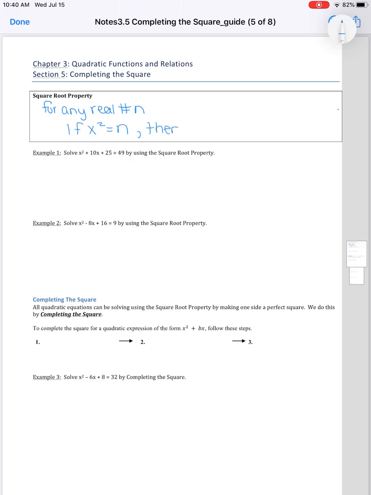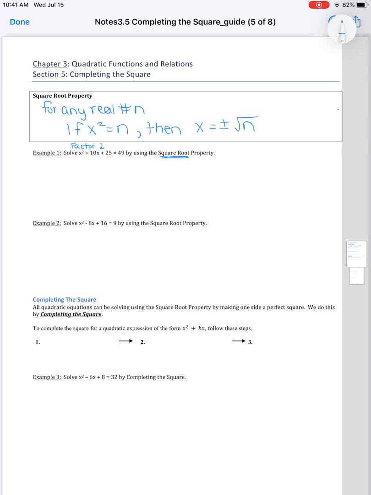So the square root property says that for any real number n, if x squared is equal to n, then you take the square root of both sides. So x is equal to plus or minus, that's the key, the square root of n. The key is when you do the square root property, there are two answers that you should be coming away with. Don't forget the second answer.